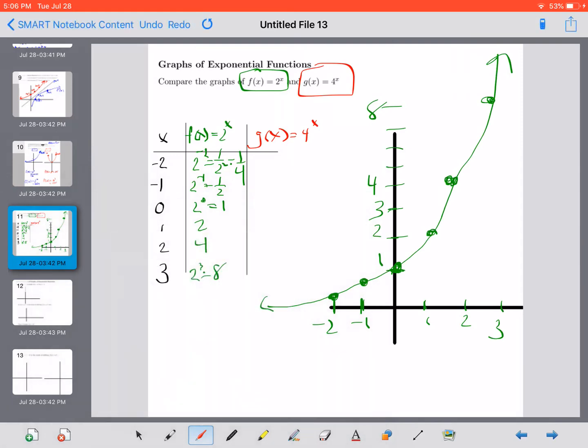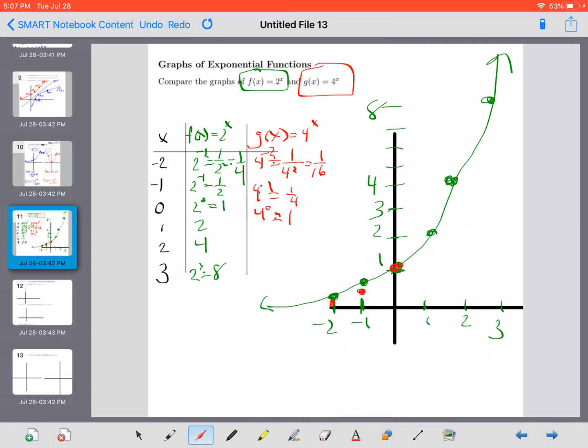Now, the g of x function, which is 4 to the x power, is going to be a little bit different because we'll have, let's see, g of negative 2 would be 4 to the negative 2 power, which is 1 over 4 squared, or 1 over 16. So this is even closer to the x-axis. All right, if I plug in negative 1, I'll get 4 to the negative 1 power, which is 1/4. Okay, so now I have a point here. If I plug in 0, I'll get 4 to the 0 power, which is just equal to 1. So, okay, they intersect here.